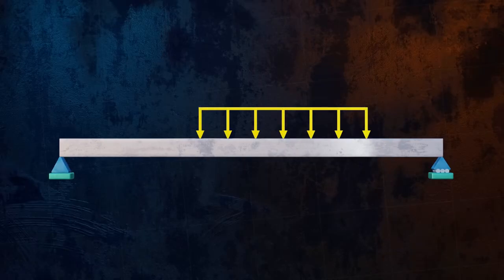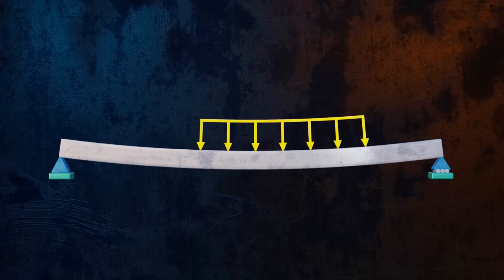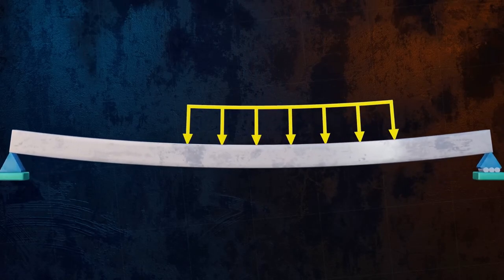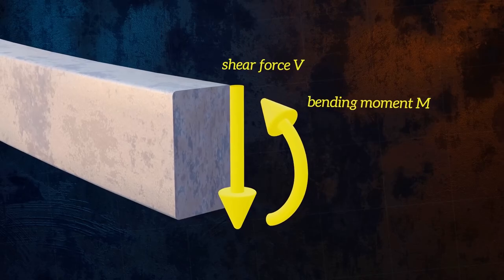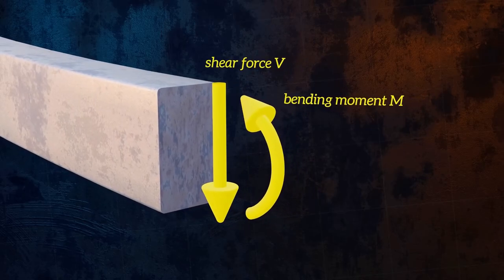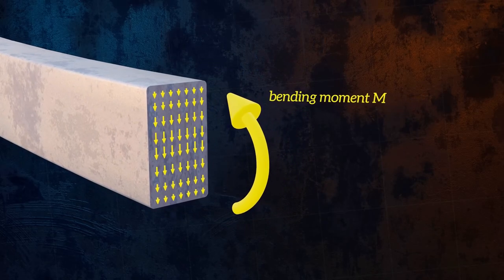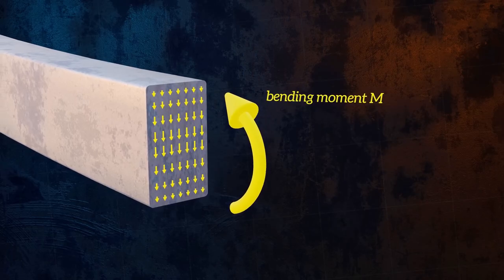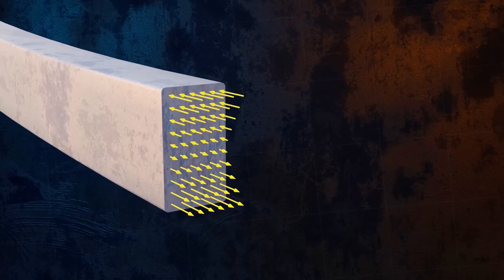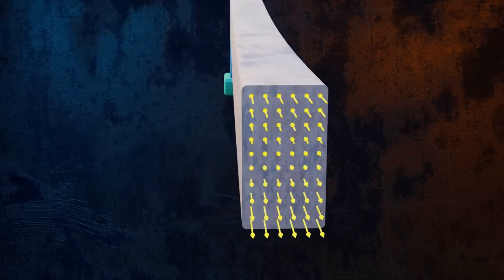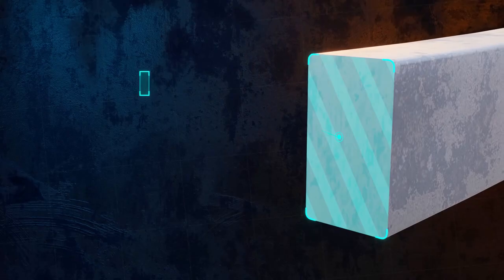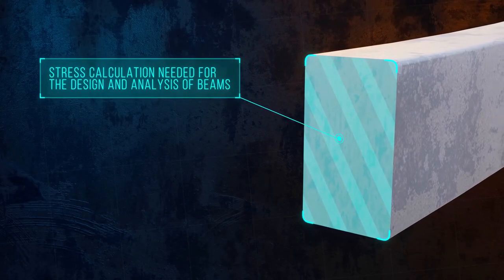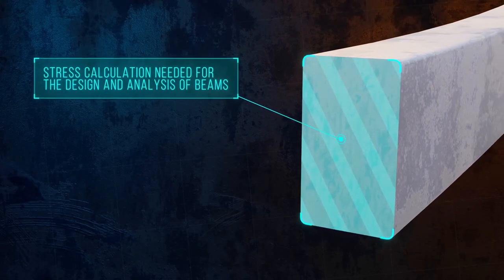If we apply a load to a beam, it will deform by bending. This generates internal stresses, which can be represented by a shear force acting in the vertical direction, and a bending moment. The shear force is the resultant of vertical shear stresses, which act parallel to the cross-section, and the bending moment is the resultant of normal stresses, called bending stresses, which act perpendicular to the cross-section. It's important to have a good understanding of these stresses because any design or analysis of a beam will involve calculating them. Let's look at bending stresses first.